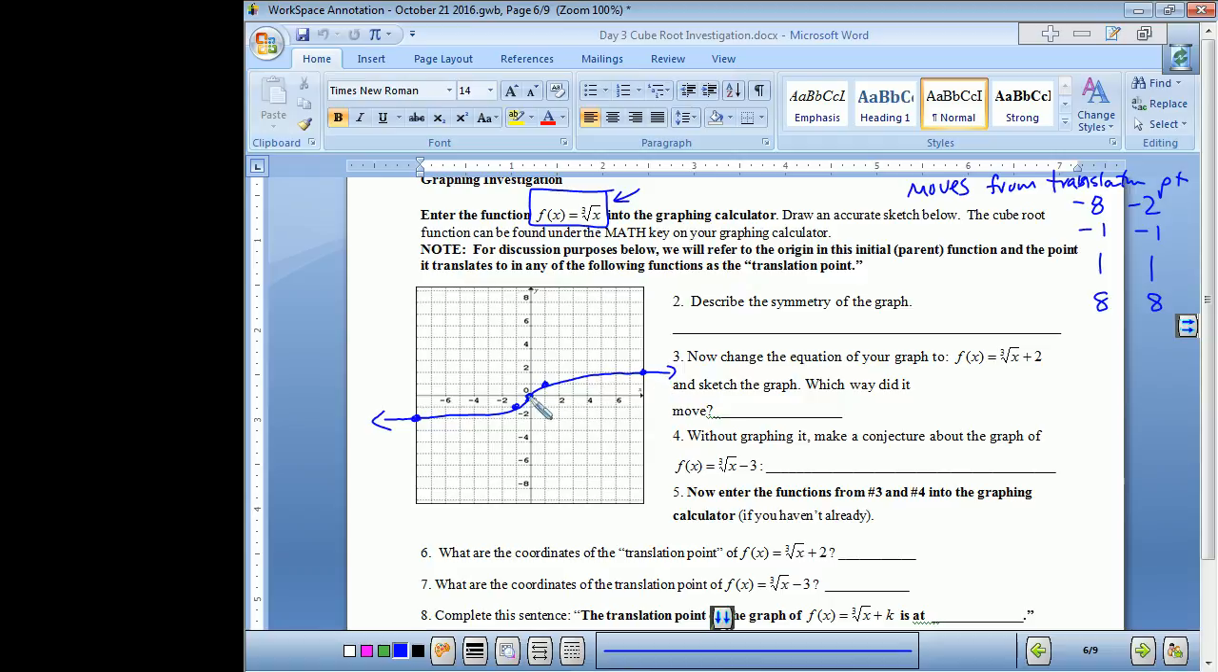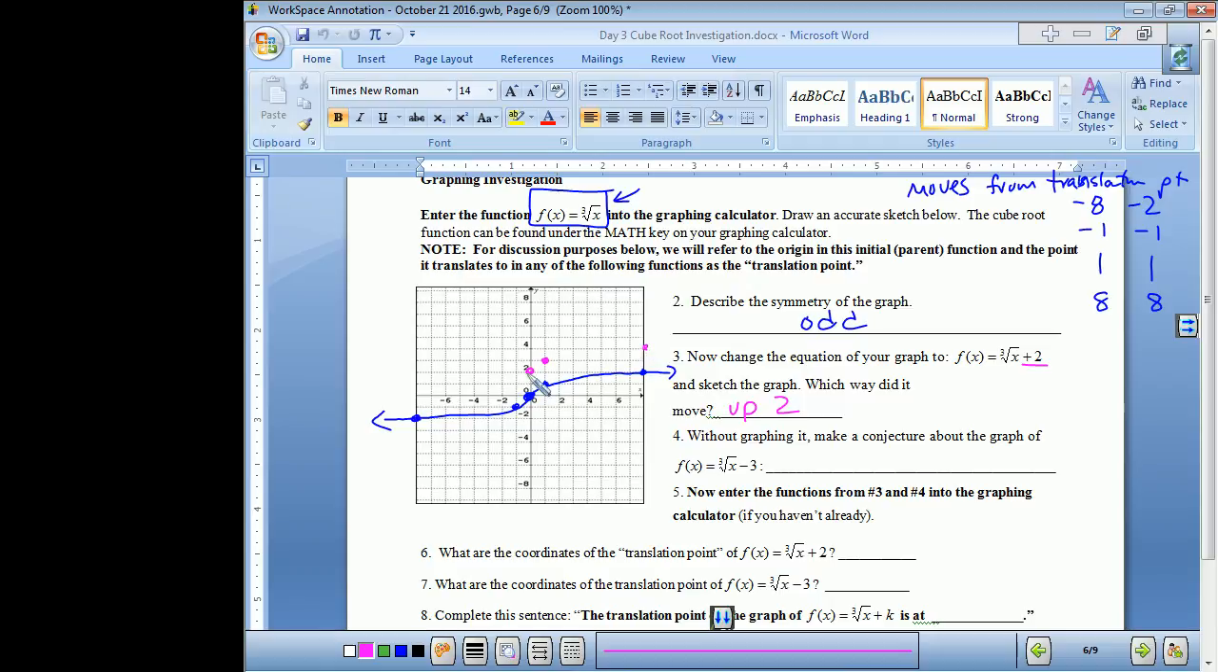All right. Now, this one, when it's not shifted up, down, left, or right, does have symmetry, unlike yesterday. What kind of symmetry? Odd. It has rotational symmetry about the origin. Now, the second one shifts it. How's it shift it? Up 2. And when we shift it up 2, it no longer has symmetry about the origin. So, no more odd symmetry.